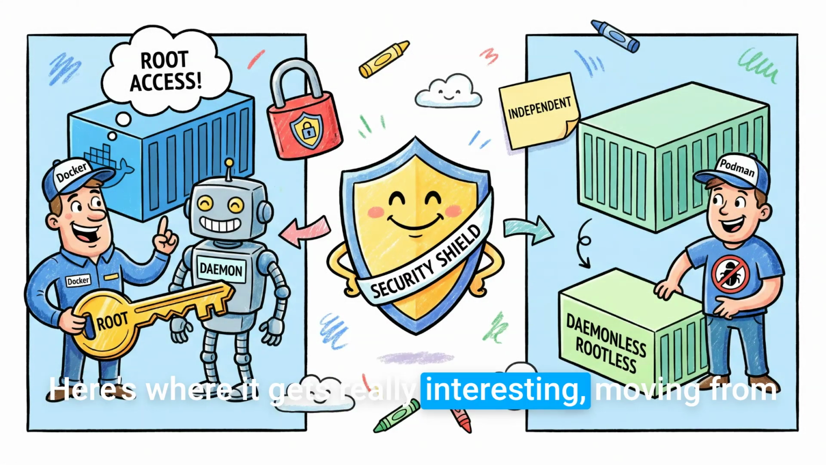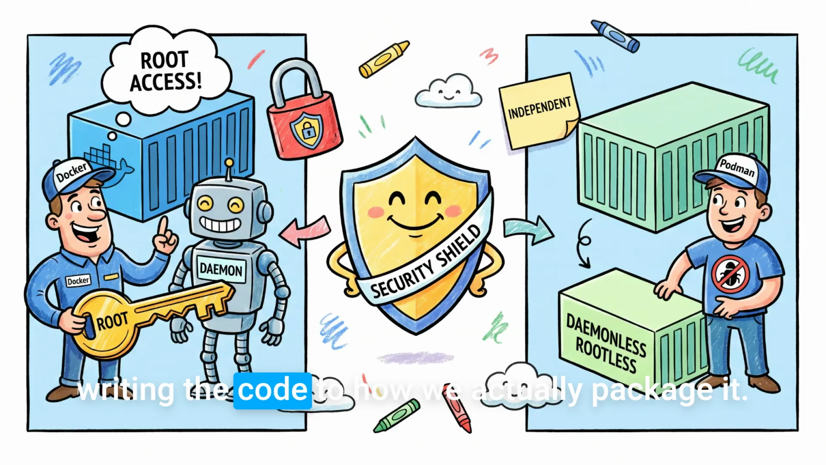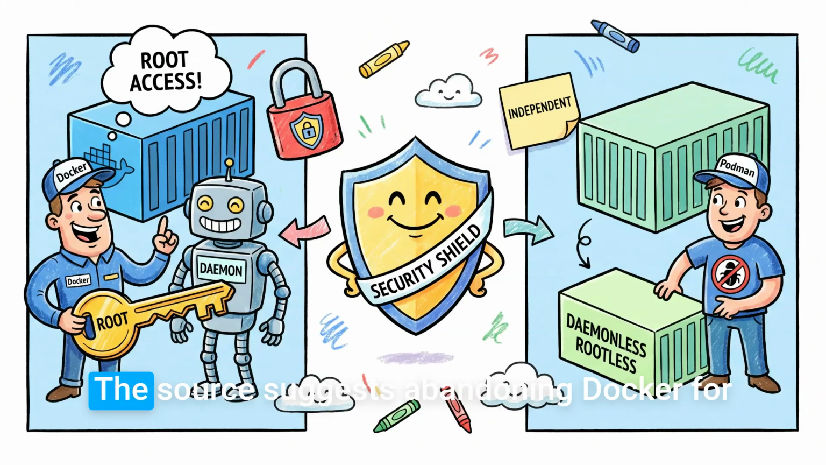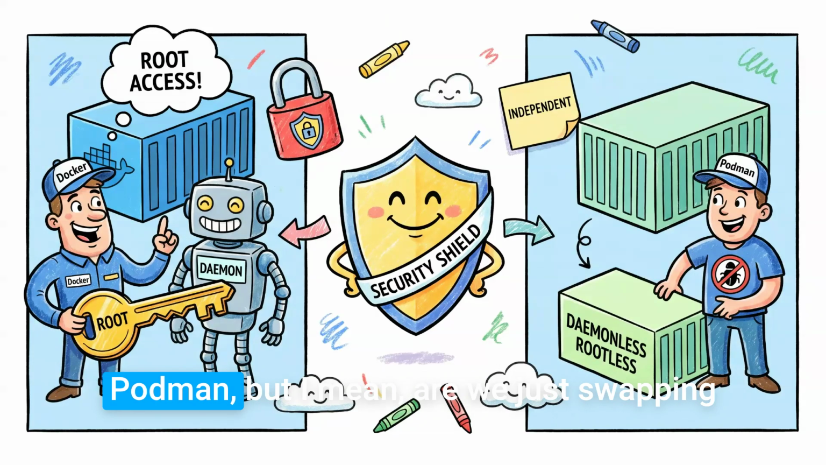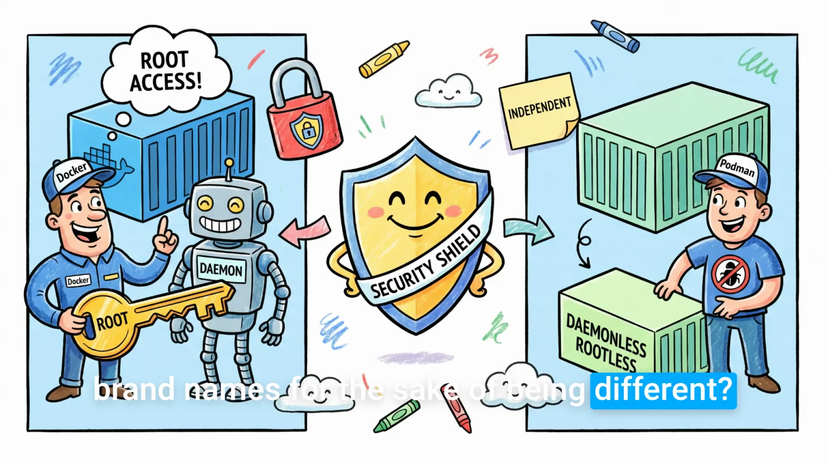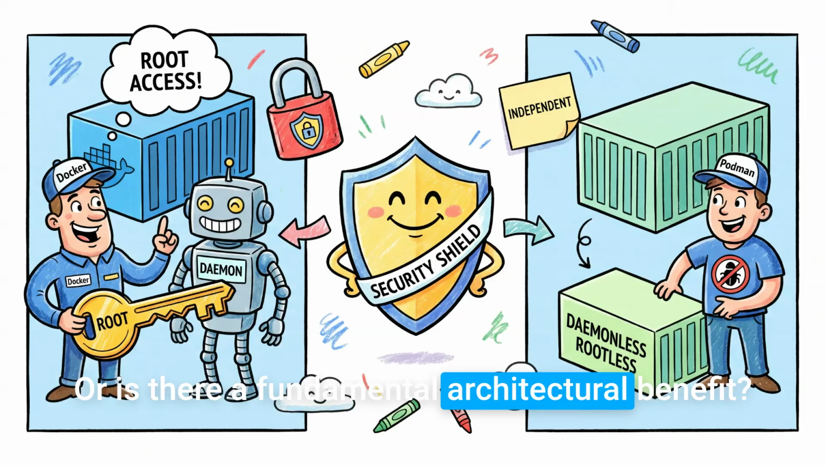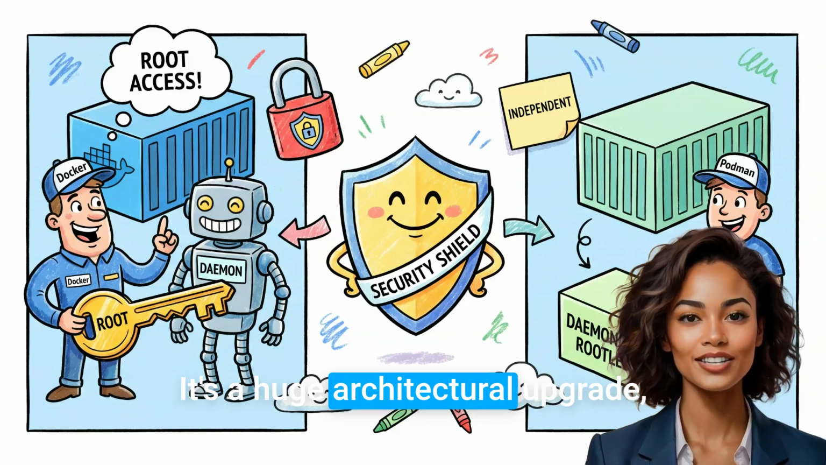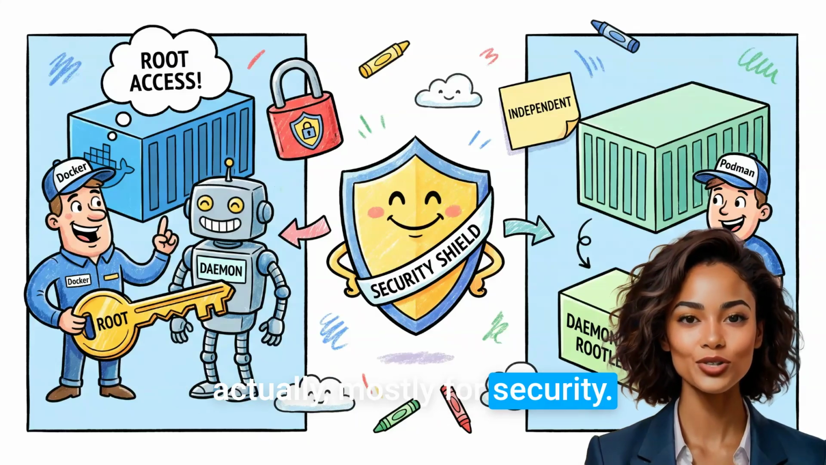Here's where it gets really interesting. Moving from writing the code to how we actually package it. The source suggests abandoning Docker for Podman, but are we just swapping brand names for the sake of being different? Or is there a fundamental architectural benefit? It's a huge architectural upgrade, actually, mostly for security.